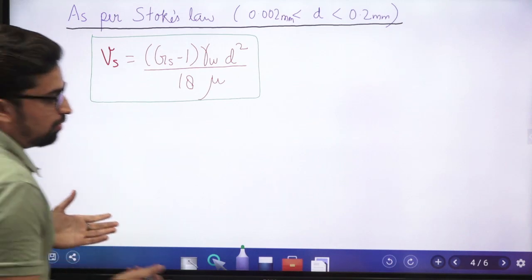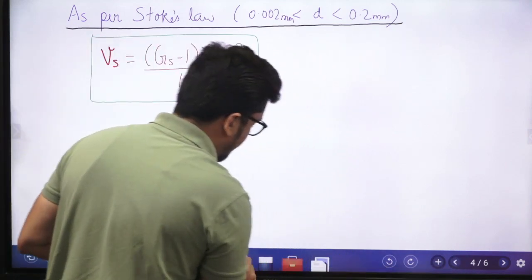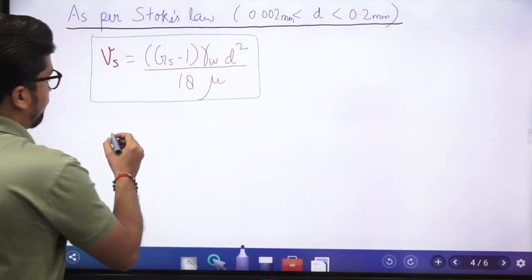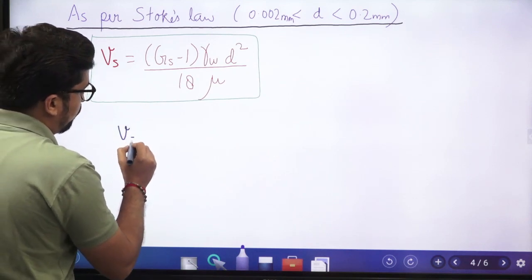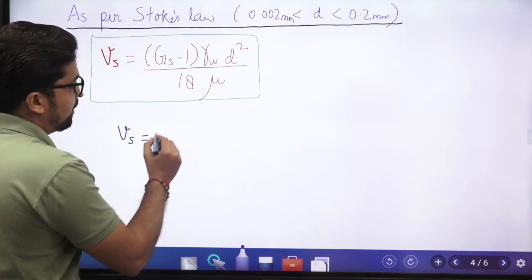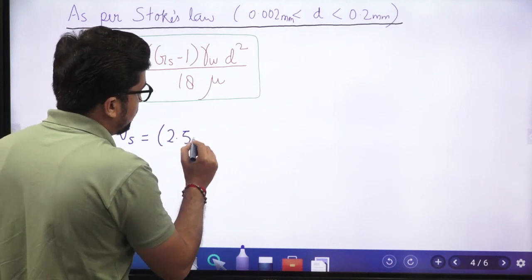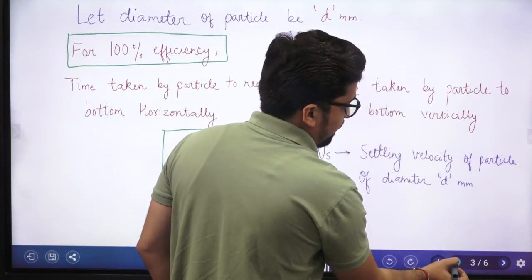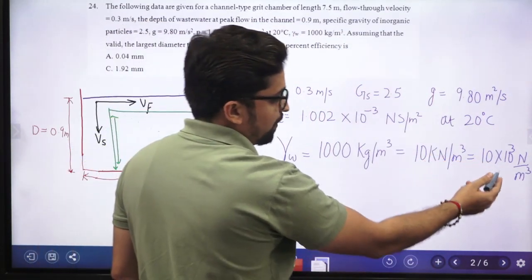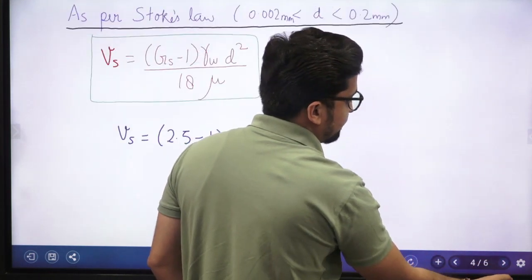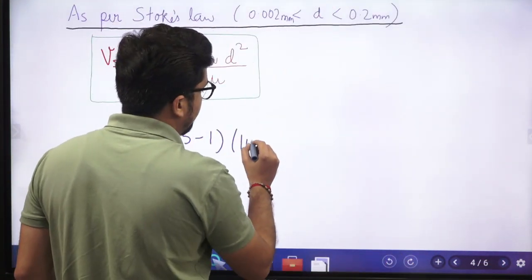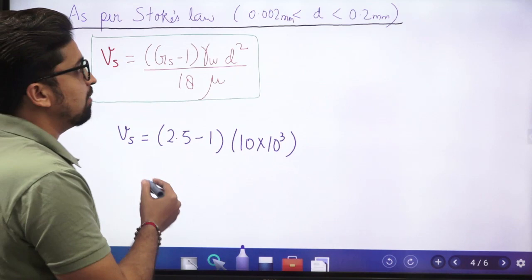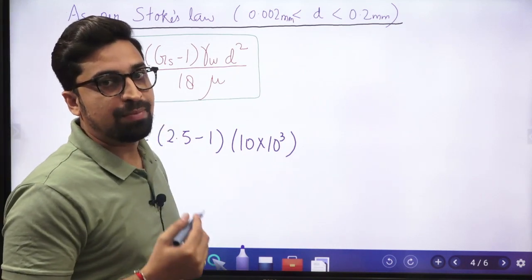So let us substitute the values in the above equation in order to find the settling velocity. The settling velocity will be equal to Gs minus 1, where Gs is 2.5, so 2.5 minus 1, and gamma w is already given in the question as 10 into 10 raised to power 3 Newton per meter cube, right? So let us substitute the value of gamma w. This will be 10 into 10 raised to power 3 Newton per meter cube. And for d, we have already assumed that the diameter of the particle is d mm.